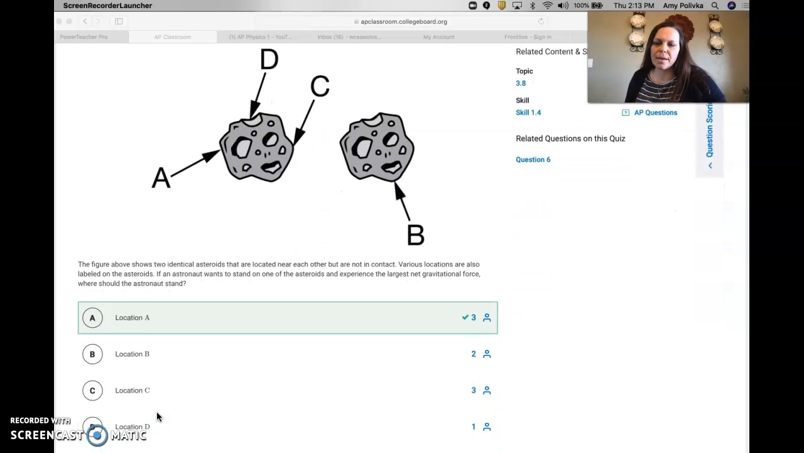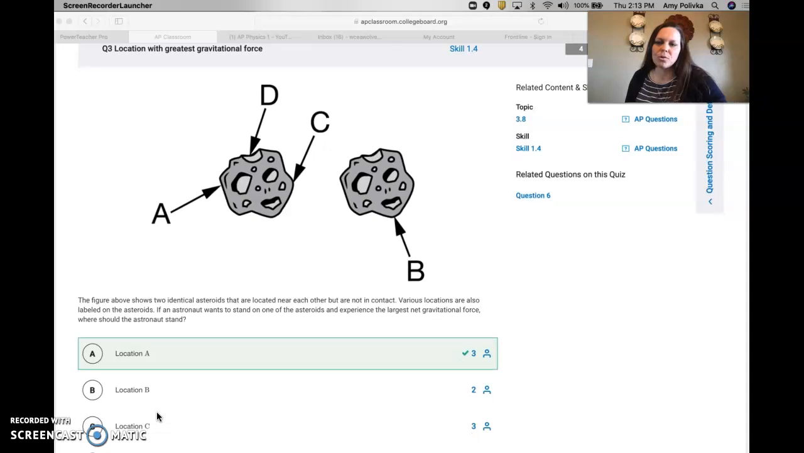So part A, we just want to talk about gravitational forces. So it's got two asteroids. A, B are the 2 points we want to look at here, as far as where they will feel the most gravitational net force compared to B, C. D, you kind of throw that one out because it's in the middle, and so we know it can't be greater, it can't be less than.